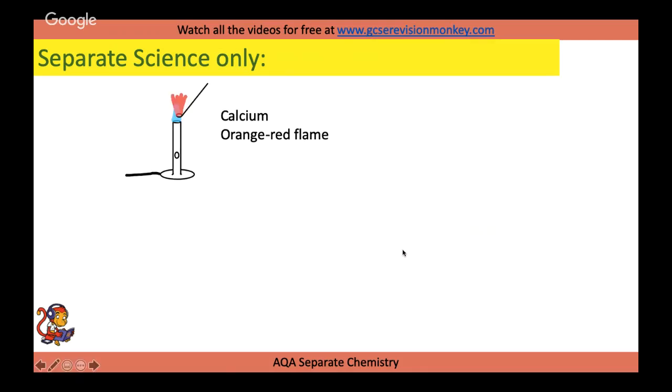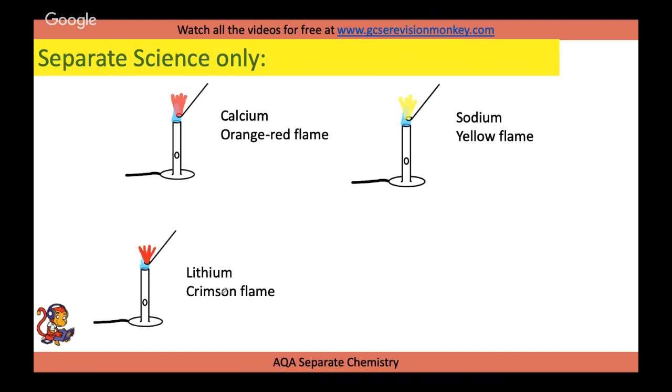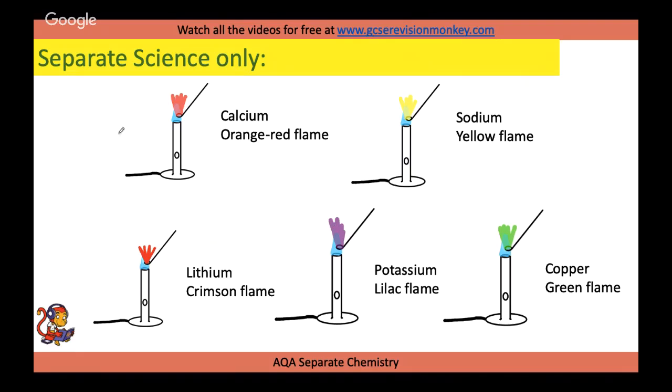Here are the results. If you have calcium, you will have an orange-red flame. If you have sodium, you have a yellow flame. If you have lithium, that's a crimson flame. Potassium is a lilac flame, and copper is a green flame.